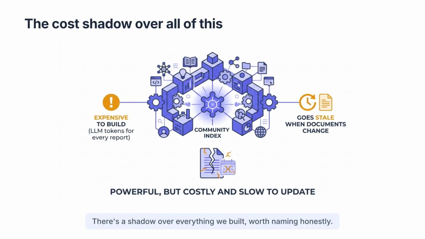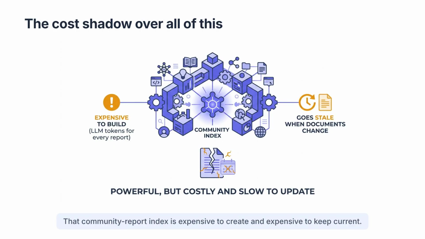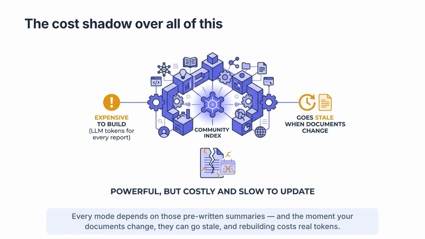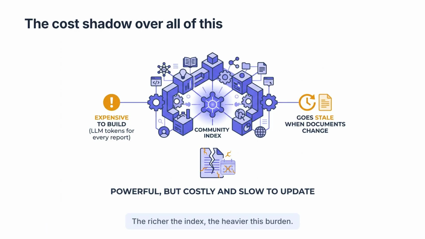There's a shadow over everything we built, worth naming honestly. That community report index is expensive to create and expensive to keep current. Every mode depends on those pre-written summaries, and the moment your documents change, they can go stale, and rebuilding costs real tokens. The richer the index, the heavier this burden. That's exactly what the next methods attack.